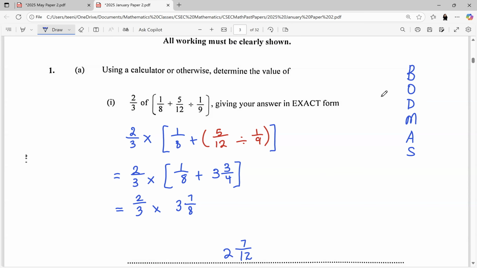Okay, Faith, what did you get as your answer? I got the same thing you have, 2 and 7 over 12. Okay, what about you, Josh Perez? What did you get? I got 2 and 7 over 12. All right, and Joshua? I got 31 over 12. Yeah, that's the same thing because 2 times 12 is 24, 24 plus 7 is 31. So it'll be 31 over 12. That's the same answer. Okay, good.